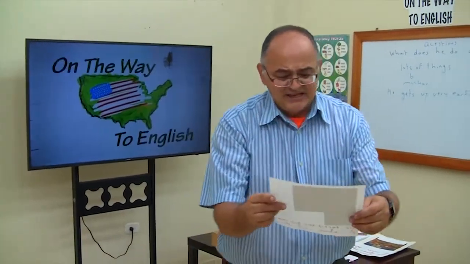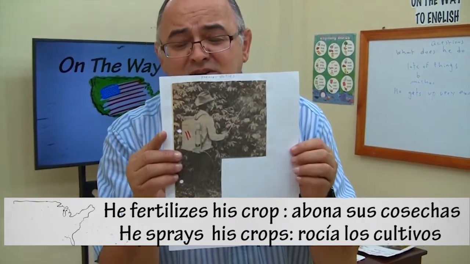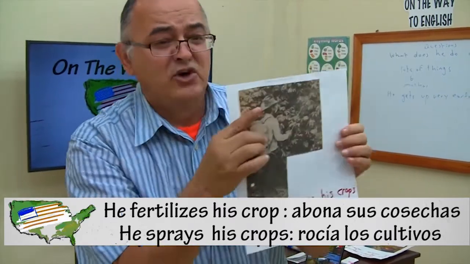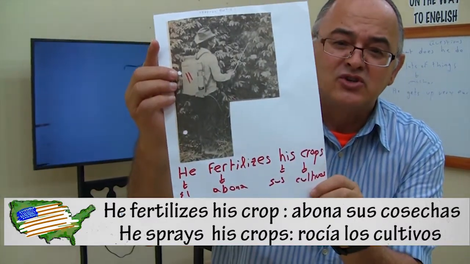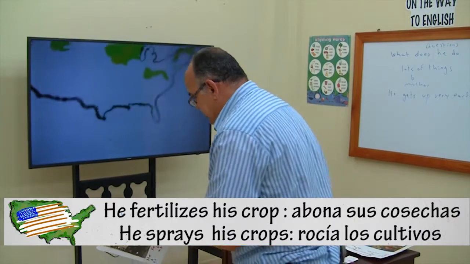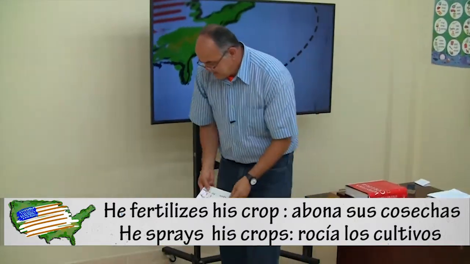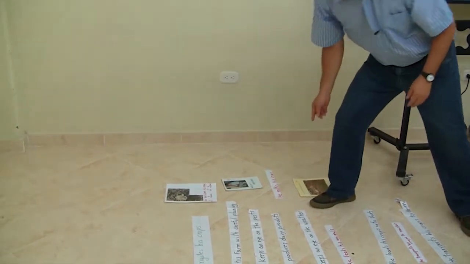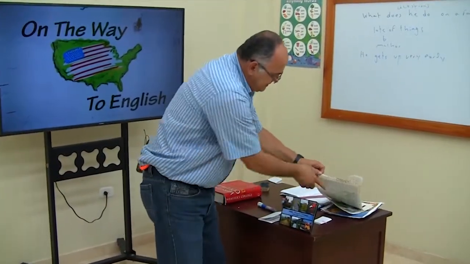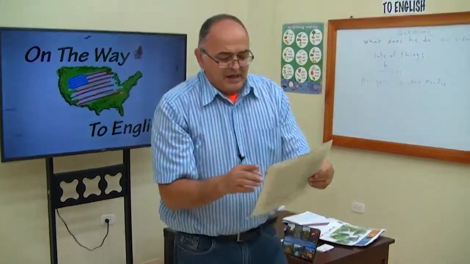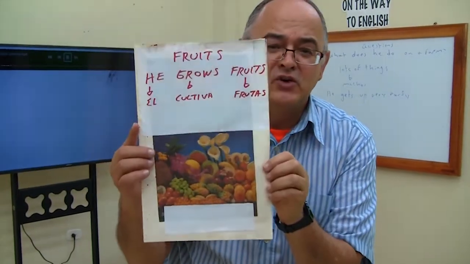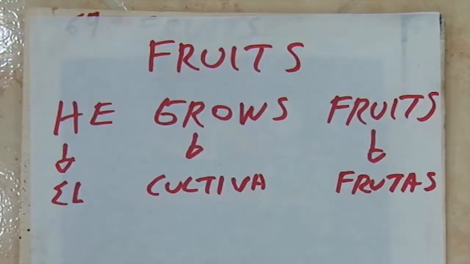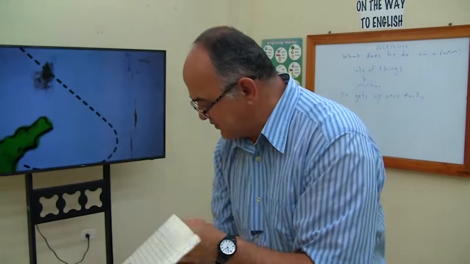Also, in this picture we said that he fertilizes his crops. Of course, this is not all McDonald, but it's somebody who fertilizes his crops. Él abona sus cosechas. Let's put it here, right? Then we see the final product. He grows fruit. Old MacDonald grows fruit. Beautiful, delicious fruit. Let's put the picture here.